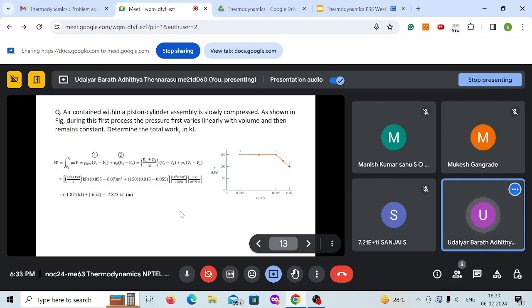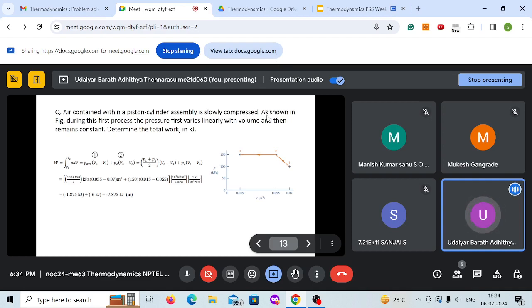So moving on, we have air contained within a piston cylinder assembly which is slowly compressed. As shown in the figure, during the first process the pressure varies linearly with volume. So as shown in the figure 1 to 2, you see there is a linear variation in pressure with respect to volume, and then it remains constant. So determine the total work in kilojoules.